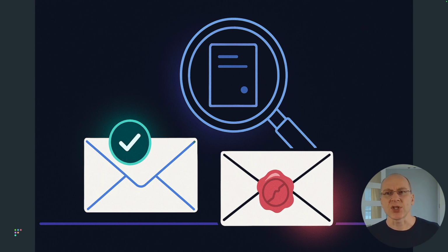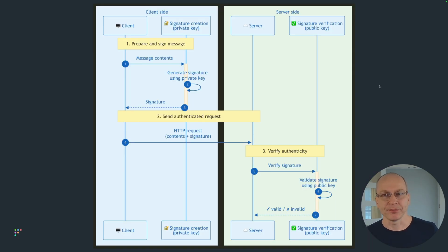When two systems talk over HTTP, the server sees a request, but it doesn't really know who sent it or if the message changed on the way. The server doesn't know if a bad actor is impersonating the client or if a bad actor modified the contents of the message. Let's take a look at a diagram.